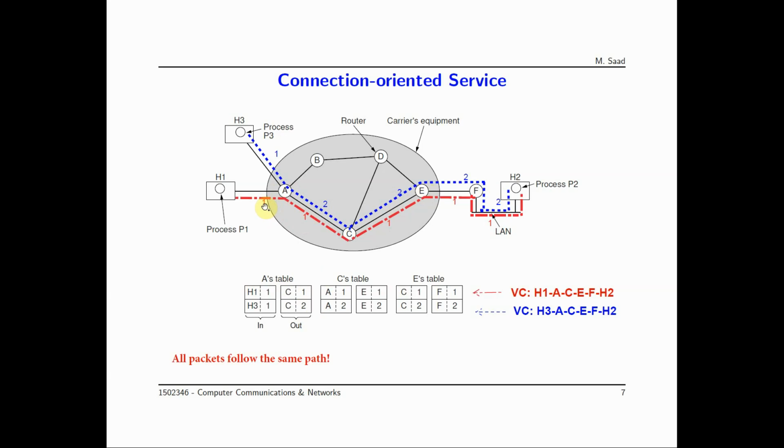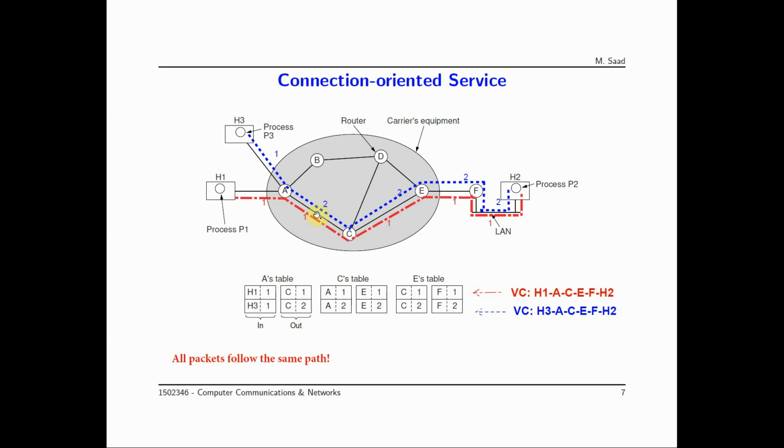Do you see these numbers? Number 1 on this link, number 1 on this link, number 1 on this link, number 1 on this link, and number 1 on this final link on the LAN. These are the virtual circuit identifiers that are assumed to be chosen for this red virtual circuit. It's assumed in this example that this is the first ever virtual circuit to be established in the network, and number 1 is available.